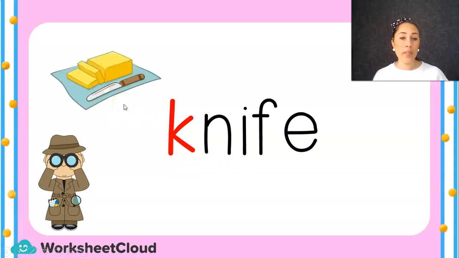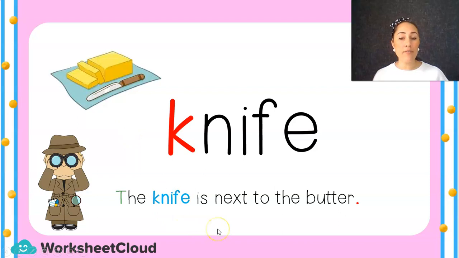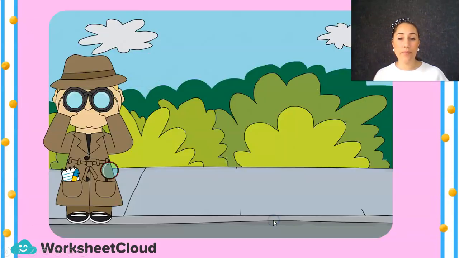And there we can see in our picture we've got a knife that is sitting next to a block of butter that's already been cut. The knife is next to the butter. Now last time we did plurals, and plurals we said if it ends with an F or an FE, we always change it to a V and add an S. So if we have one knife, who's clever enough to know what is the plural of knife? Would be knives. Yes, well done.